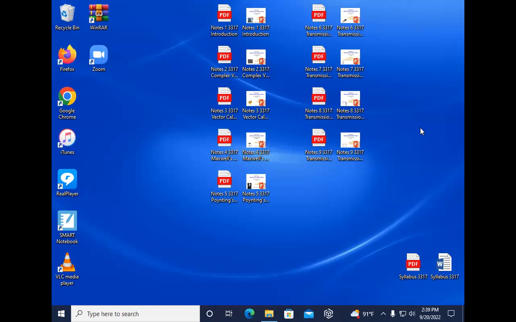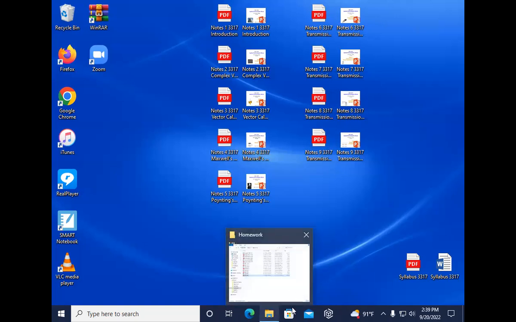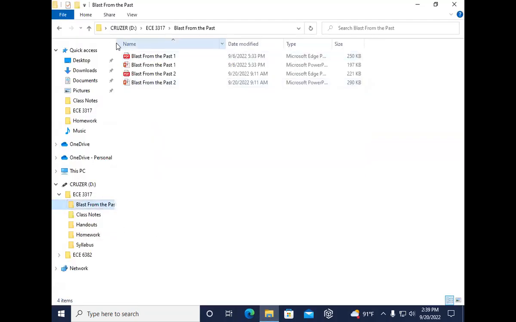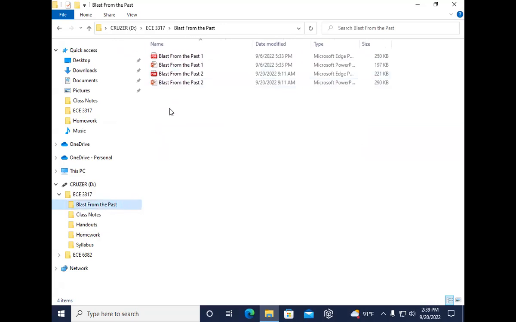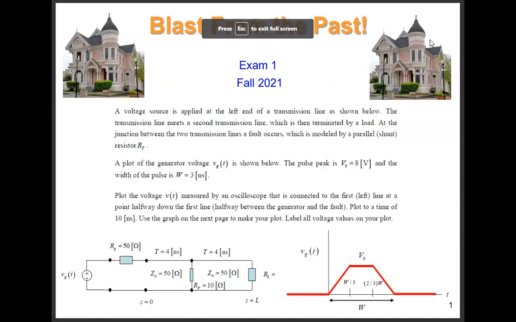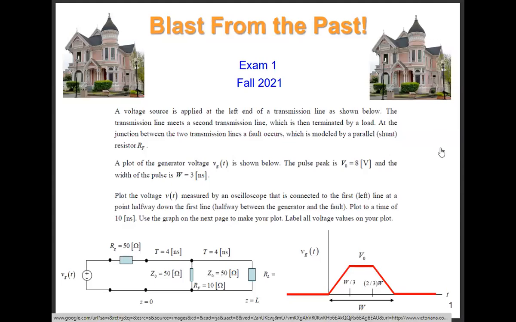Righty. So before we actually plunge into notes 9, I thought it might be helpful to go over one more blast from the past. So let's pull up blast number 2. Now, this one happens to come to us from exam 1 exactly 1 year ago. Okay, let's go ahead and read it.